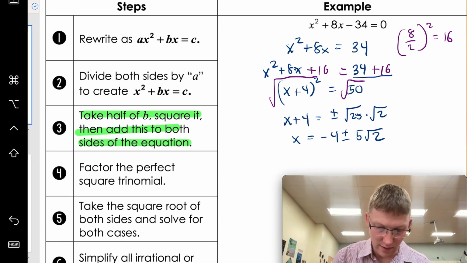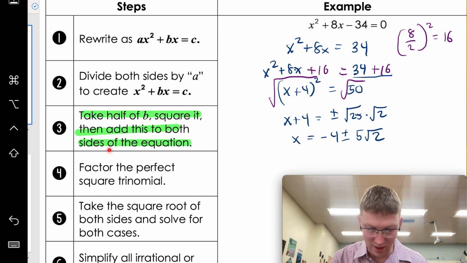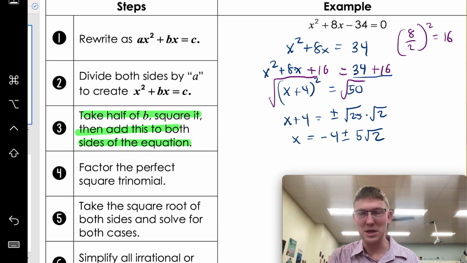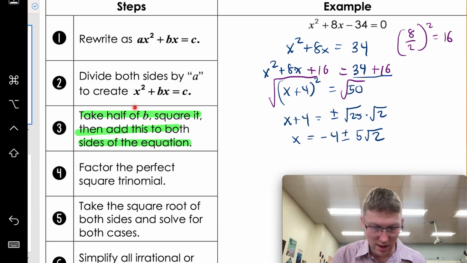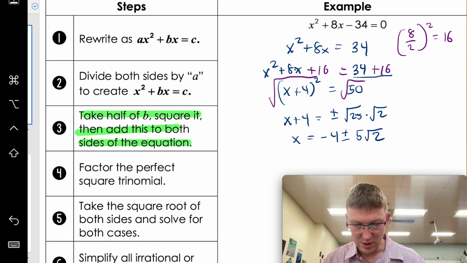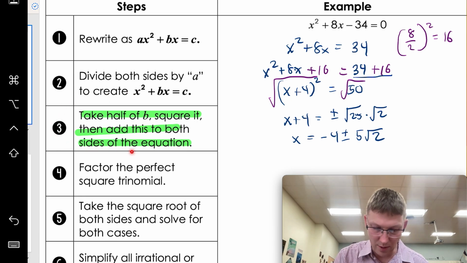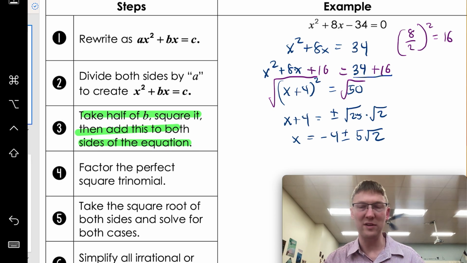That, in my opinion, is the hard part about completing the square. The rest of this is just like following normal math rules. It's just like normal algebra. This to me is the new, weird, and bizarre part whenever we are completing the square. So then we factor the side with the perfect square trinomial, take the square root of both sides, and then we simplify all irrational or complex solutions. So again, this is the new part, if you will. The rest of this is stuff that we should have hopefully seen before, or at least be comfortable with.